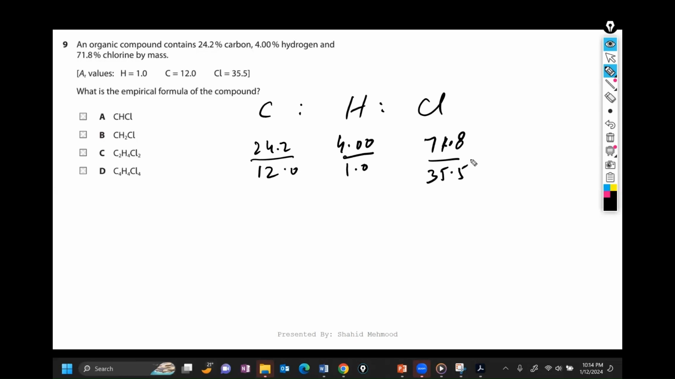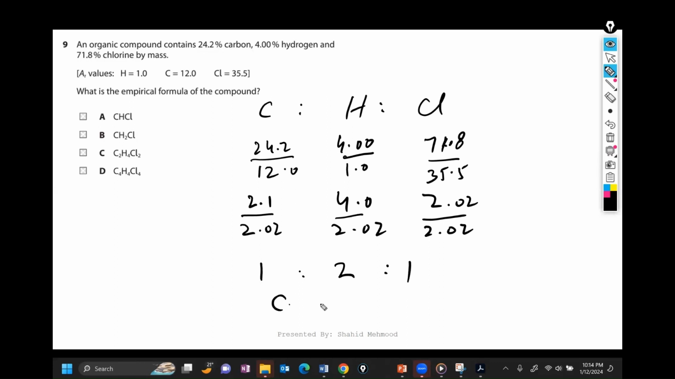Now, when we get the number of moles, this is 2.1, this is 4.0, and this 2.02, and 2.02. So this almost we get 1, here get 2, and here get 1. So carbon is 1, hydrogen are 2, and chlorine is 1. And this is option B.